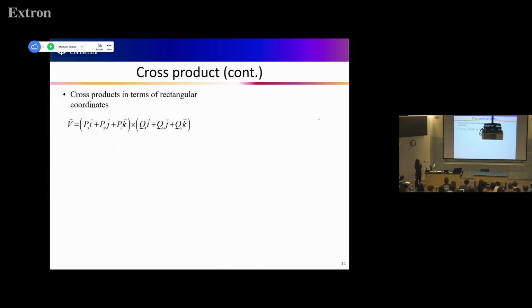Okay, so that's that. And if we know the 3 components of each force vector, then how can we calculate P cross Q? It's here, right? This is the equation for computing cross products, and I will definitely give this equation to you for the exam.